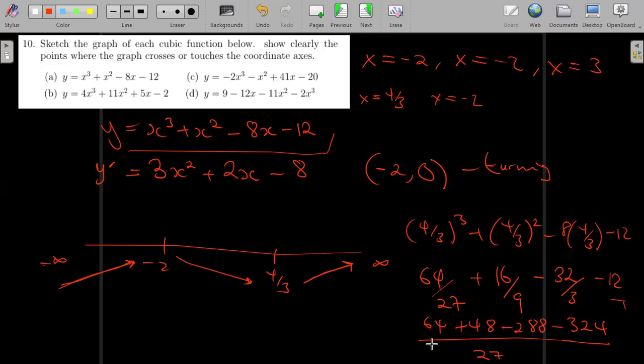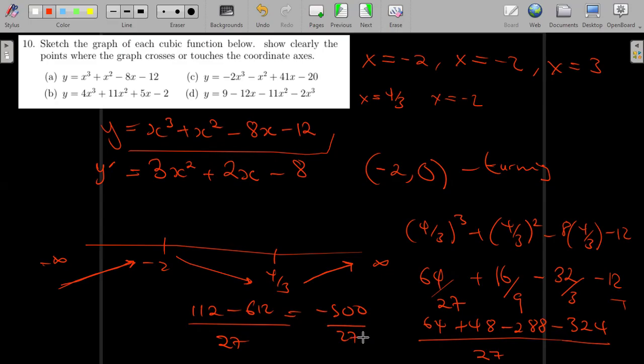Okay, so I need to add these all together on top where I'm adding. Let me add my 64. 64 plus 48 gives you 112. Then add these also, so you get 288 plus 324, that gives you 612. Then you subtract, so 112 minus 612 gives you negative 500. This is over 27, so you get negative 500 over 27.